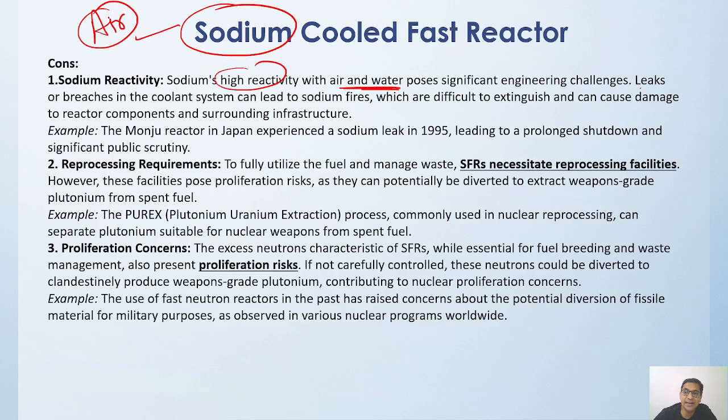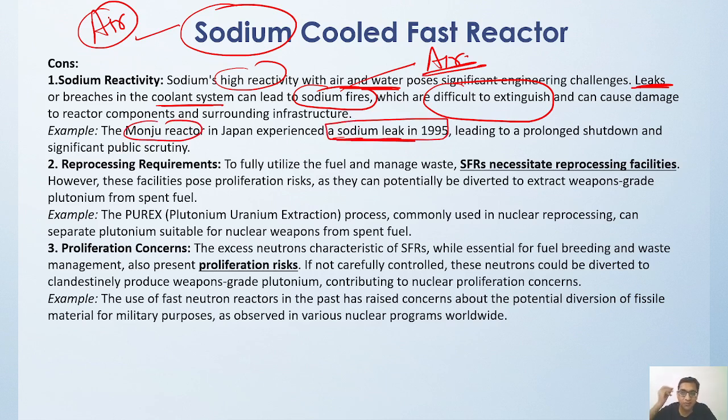If a slight leak of sodium or a slight leak from the coolant system happens, it leads to a sodium fire, because sodium will come in contact with air, okay. So it sometimes becomes very difficult to extinguish, and it may damage the reactor components, and further it has a cascading effect. The Monju reactor in Japan experienced a sodium leak in 1995, okay. Because of that, a long prolonged shutdown happened.